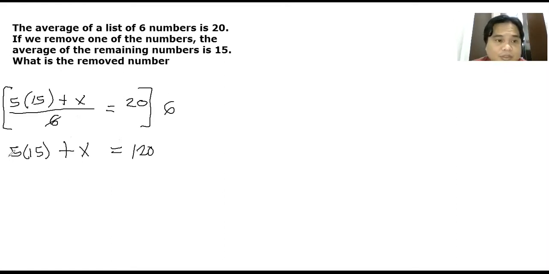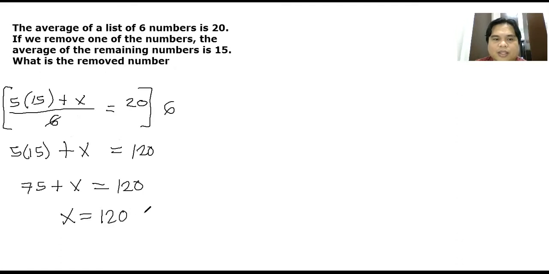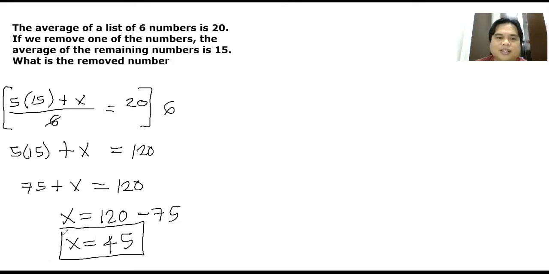So 5 times 15, I'll get what? 75 plus x is equal to 120. To solve for x, I will just have to transpose 75 to the other side. This becomes 120 minus 75, which is x equals 45. So meaning the sixth number, the number that we don't know yet, is 45.